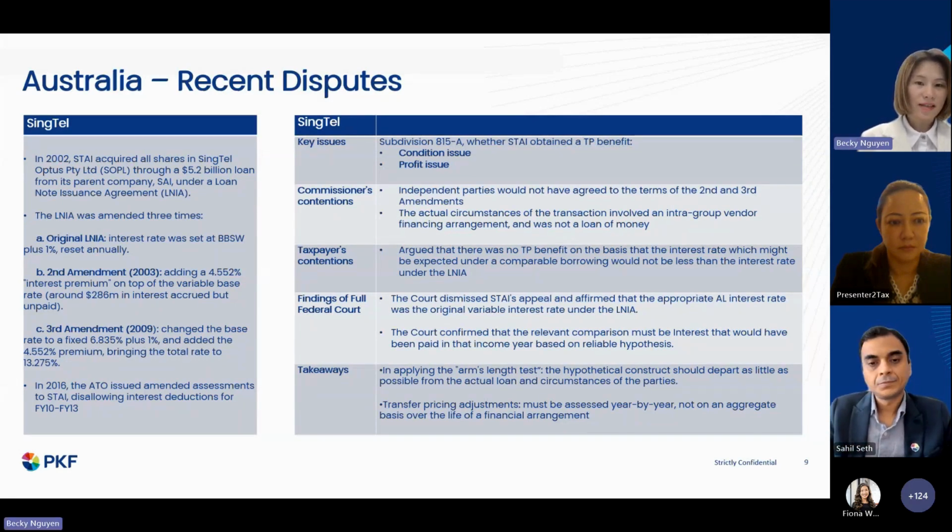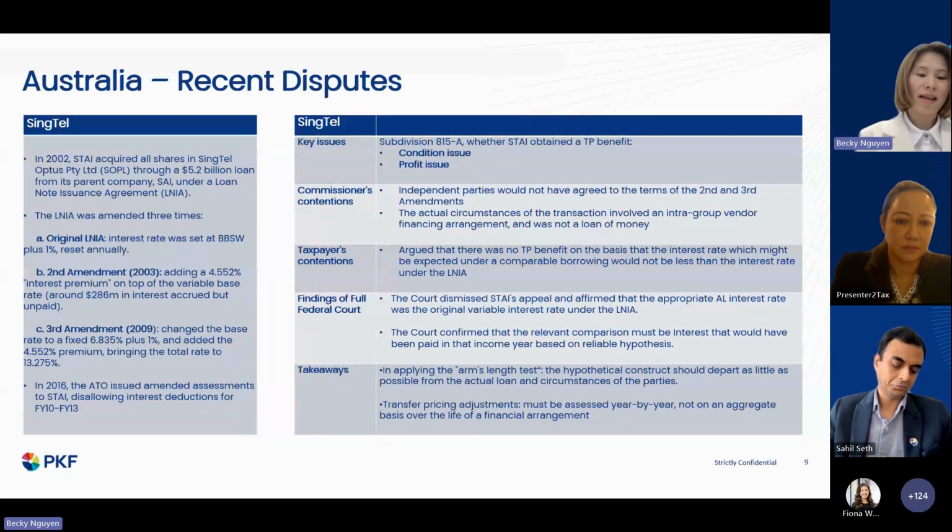So the key takeaway for taxpayers here is, number one, commercial rationale of the transactions. We need to ensure that we explain the commercialities of the transaction, on why a particular transaction needs to be amended. And second, the reliability of the transfer pricing analysis that supports the arm's length position of the transaction.